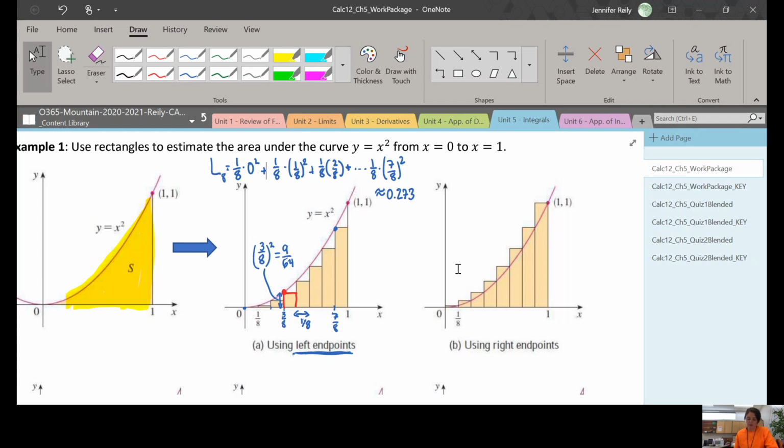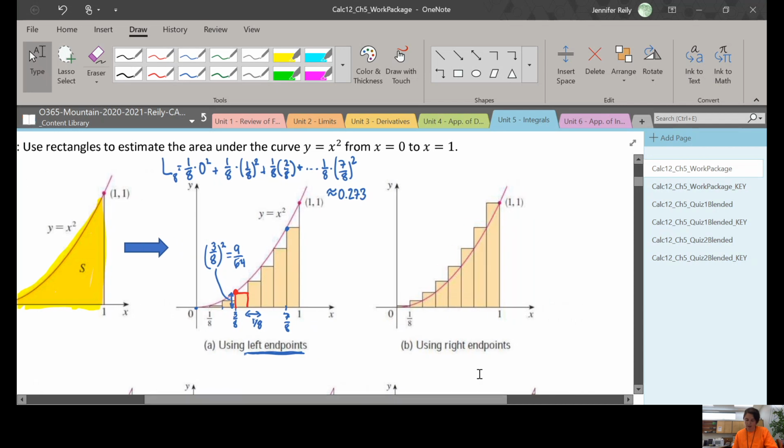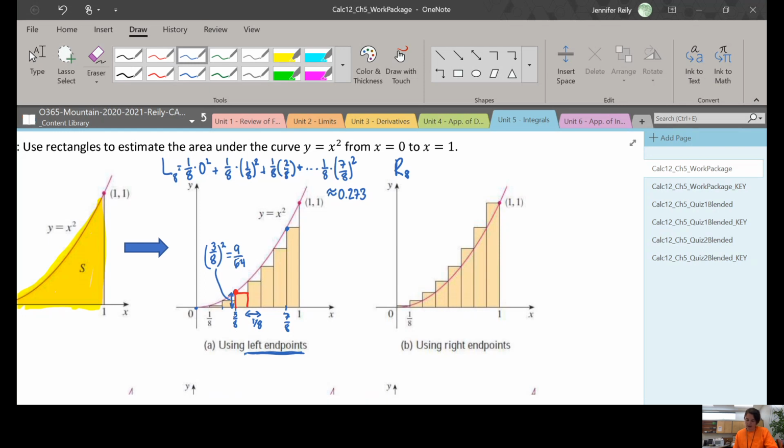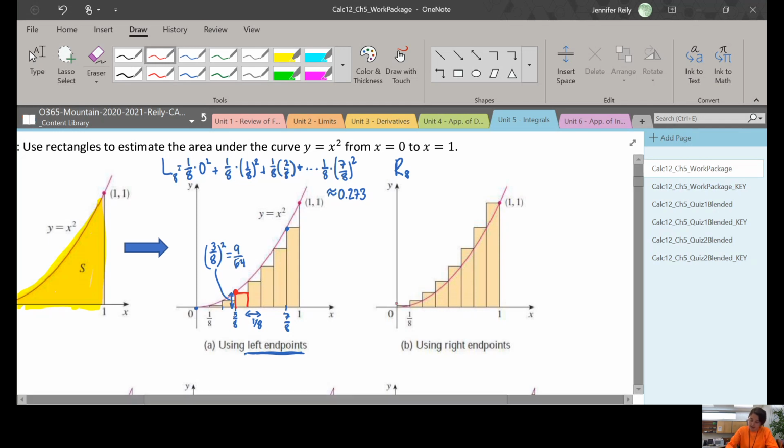And then you can also use the right endpoints as well, which is shown on the next part, in part B, and we call that R8. R standing for right, and then 8 because there's 8 rectangles. They have the same width every time. So the width of each of these is 1/8, except now instead of the left endpoints touching for each rectangle, the right endpoints touch. So I'll just pick one to draw over an example. So here's a rectangle, see the right side is touching. So the different heights are the heights at each of these 8 x values, whereas over here, the heights were from these 8 x values.